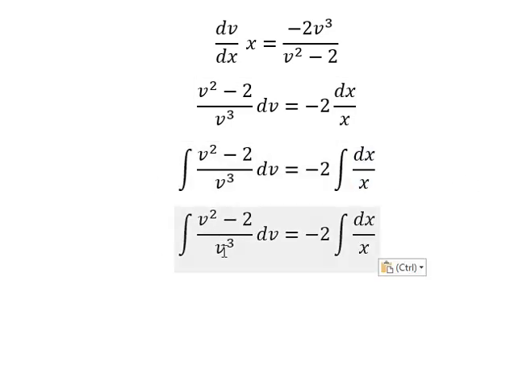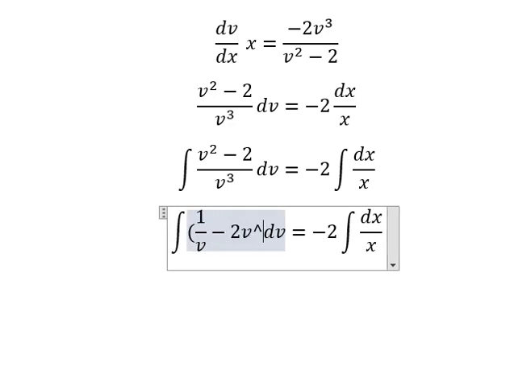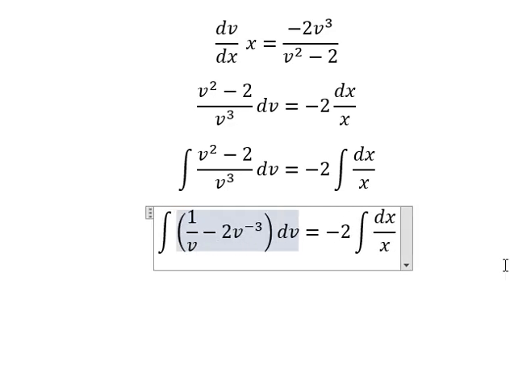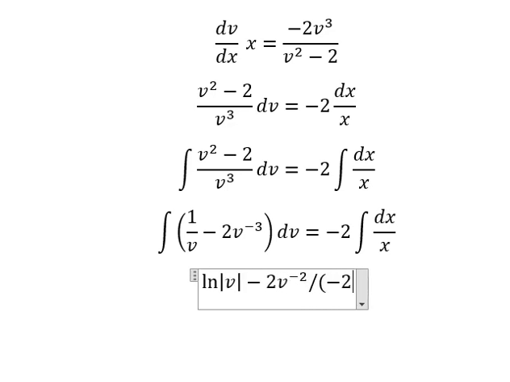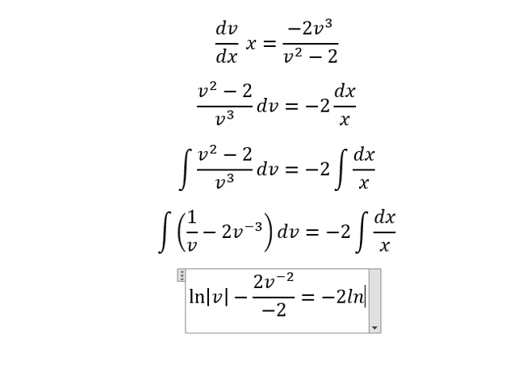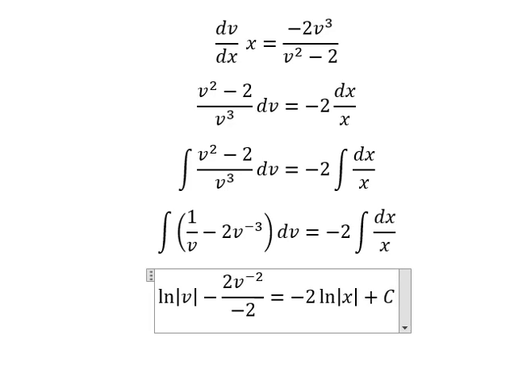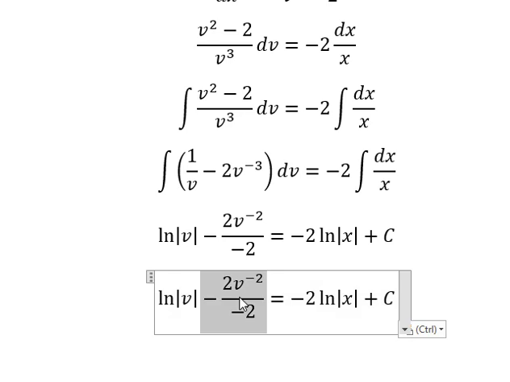So v square divided by v to the power of 3, number 2 divided by v to the power of 3, we have like this. And now we have the final answer. So we simplify negative number 2, and now we have like this.